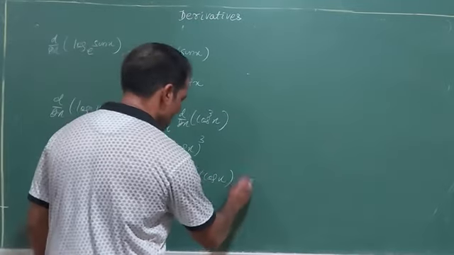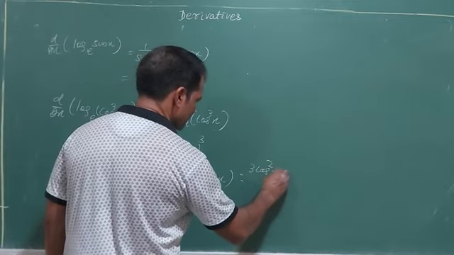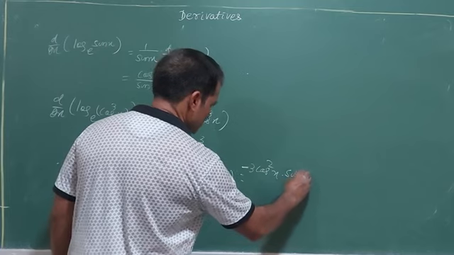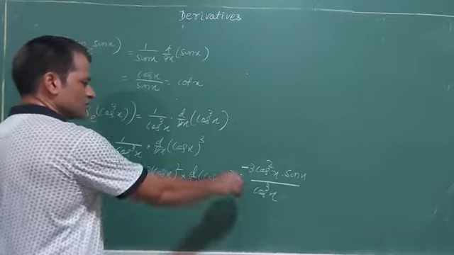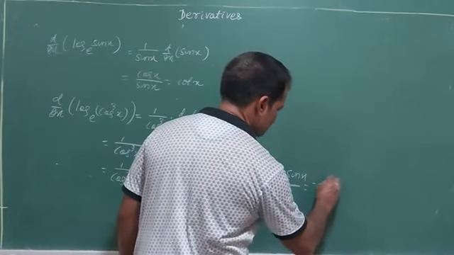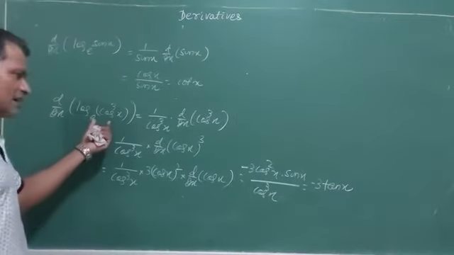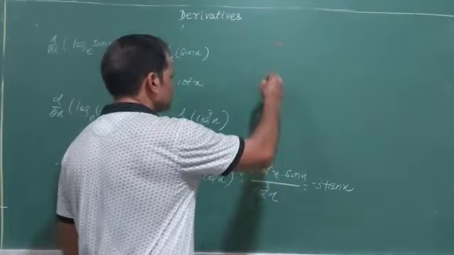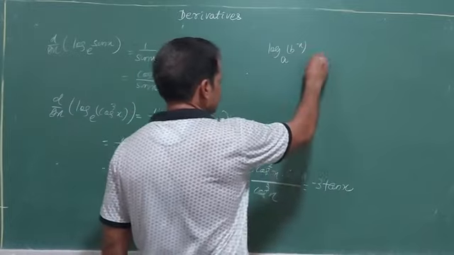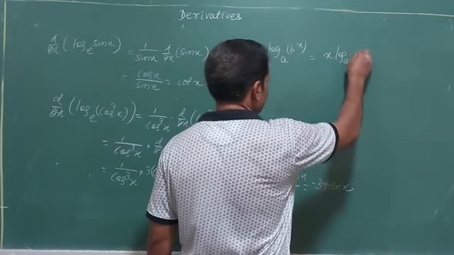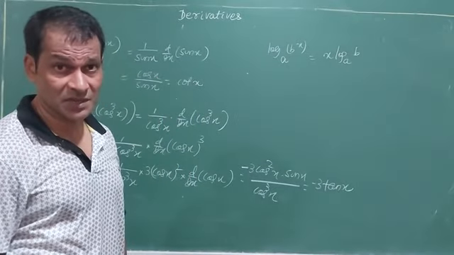So what will be my answer now? Cos derivative is minus sin x. 3 cos square x into sin x by cos cube x. Cos square cancels out, minus 3 tan x. But this method I find a little bit lengthy. So if you know the formula, log a b to the power x, I can take this x outside, x log a b. So we must use the formula while we are solving log questions if possible.